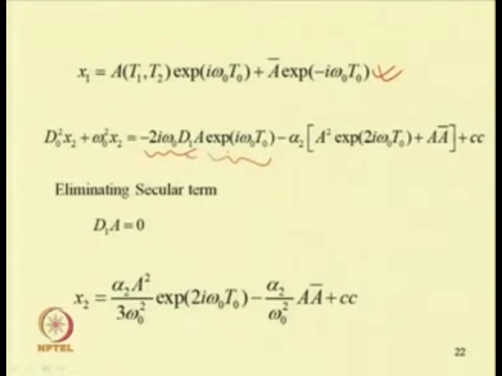Eliminating the secular term, we can write d 1 a equal to 0. Putting d 1 a equal to 0, this equation reduces to d 0 square x 2 plus omega 0 square x 2 equal to minus alpha 2 a square e to the power 2 i omega 0 t 0 plus a bar plus its complex conjugate. So, the solution becomes alpha 2 a square by 3 omega 0 square e to the power 2 i omega 0 t 0 minus alpha 2 omega 0 square a bar plus its complex conjugate.